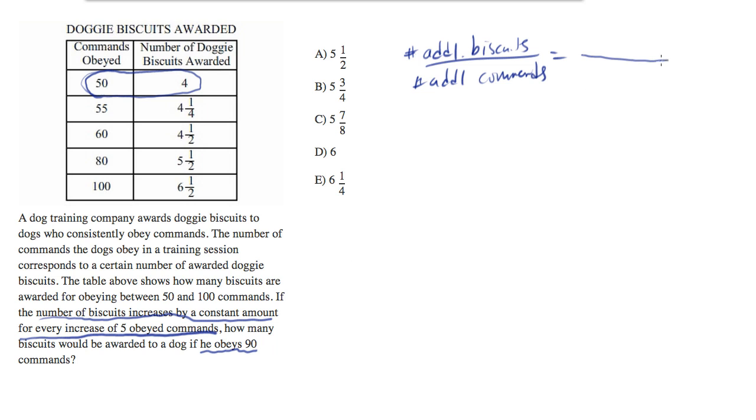Okay, so let's do additional 5 obeyed commands, and let's figure out how many additional biscuits you get for that. Well, when we go from 50 to 55, that's 5 additional commands. We went from 4 to 4 1/4. So the additional biscuits that I got were 1/4. And that's your proportion. It's 1/4 over 5.